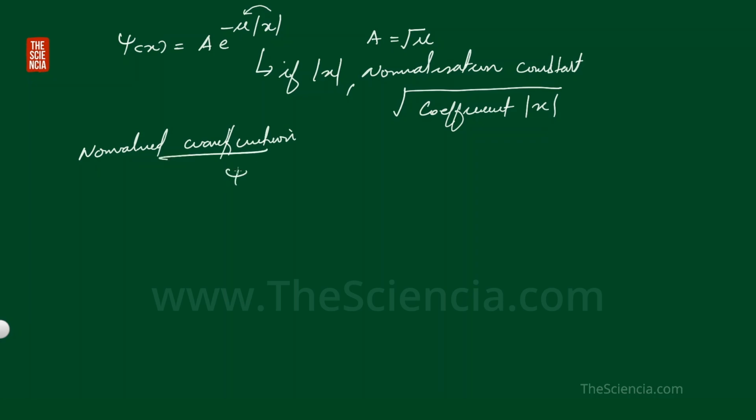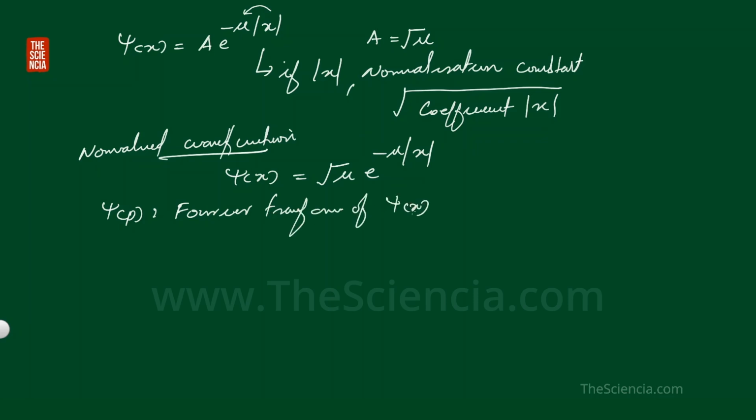That is, psi of x is equal to root mu e raised to minus mu mod x. Now the question is to find psi of p. So what do you have to do? You have to take the Fourier transform of psi of x.